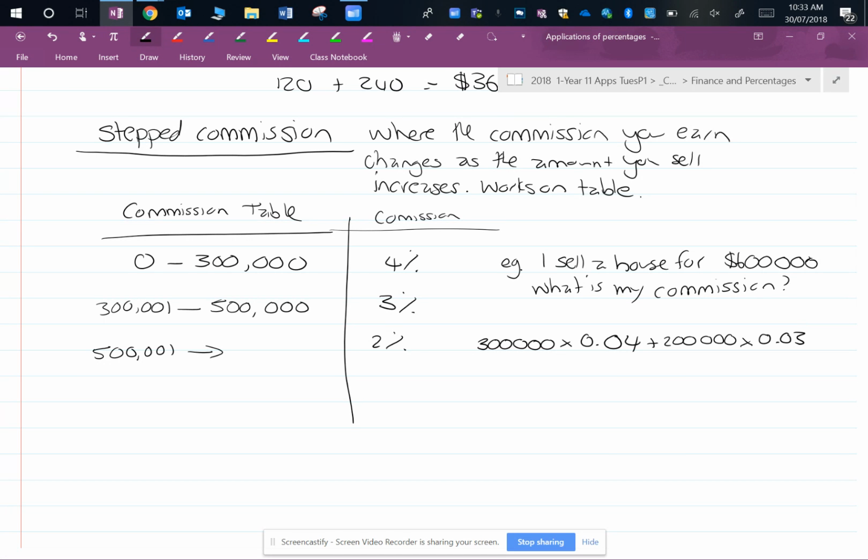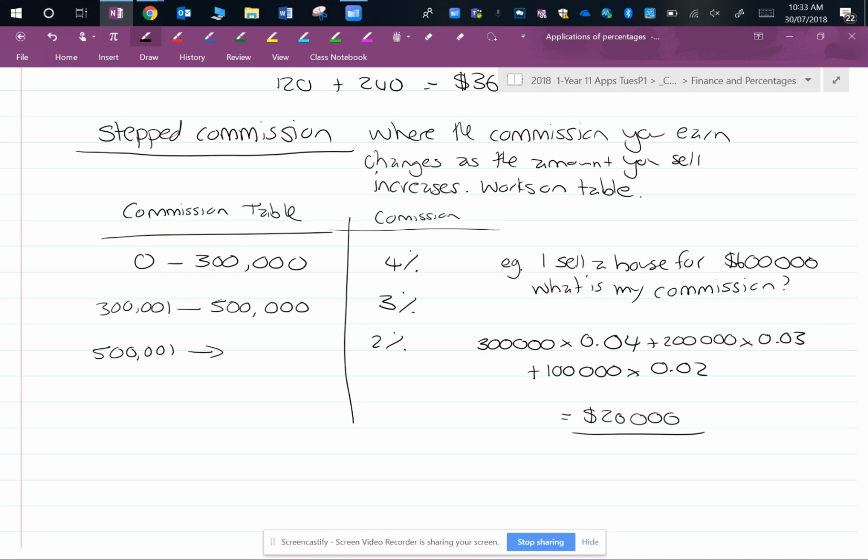So now I'm at $500,000 selling price. But I sold for more than that. How much more did I sell the house for? Another $100,000. So then I get plus $100,000 worth of 2%. And we put that in our calculator and get an answer. Exactly? Oh, that was a good made-up question. $20,000 commission. Okay, because I got 4% of 300,000, I got 3% of 200,000, I got 2% of 100,000.